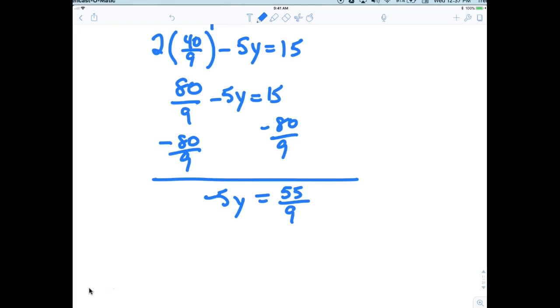I said I'm subtracting 80 over 9. What is 15 minus 80 over 9? If you would do that on the calculator, you would understand it.